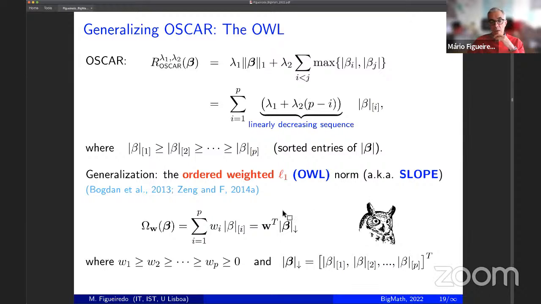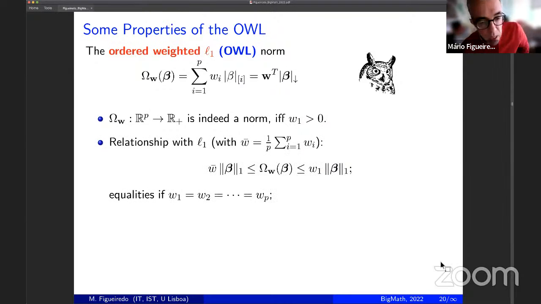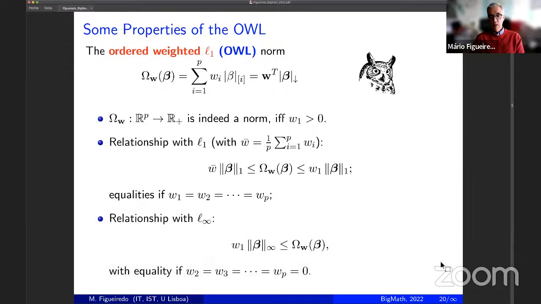This can be written in a more compact way if we denote by beta absolute value down arrow the sorted vector, the vector that you obtain by taking beta and sorting the components in decreasing order of magnitude. Just a few words about this function omega. It is indeed a norm, and it's easy to show that. Since it's a norm, it's convex and has all the nice properties of a norm. It's easy to establish some relationships with the L1 norm and with the L infinity norm, but I will not spend time on that.